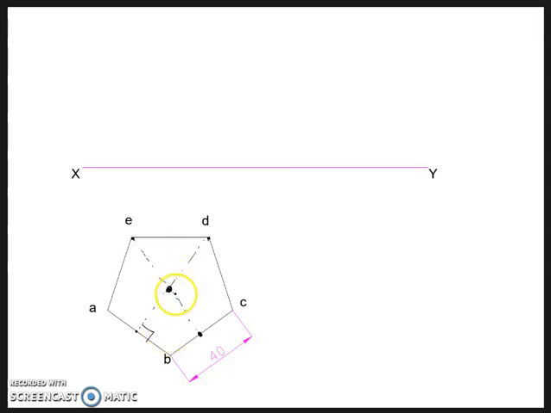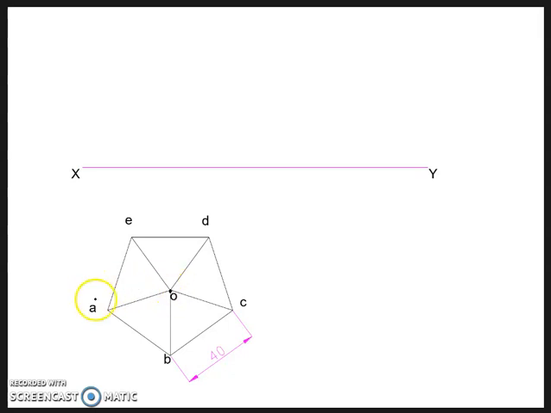And join, so that is your apex. Join all the corners to this apex. Okay. This is your apex. So that completes the top view. Now we'll construct the front view.